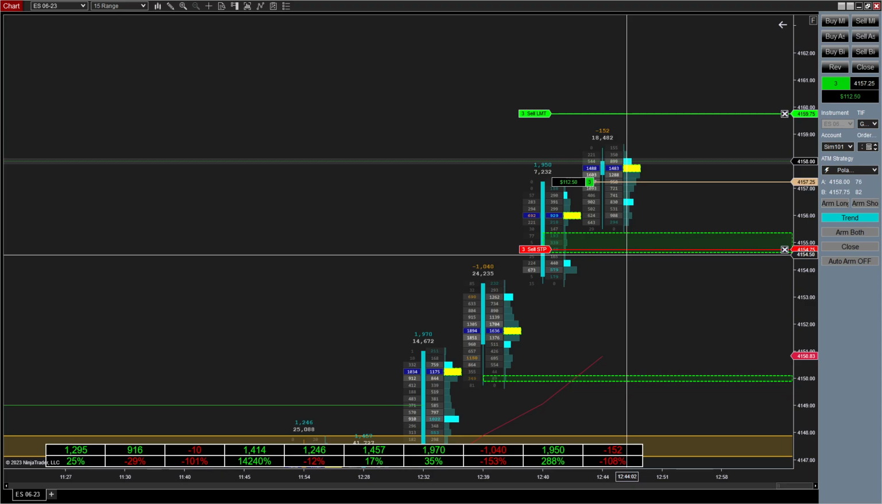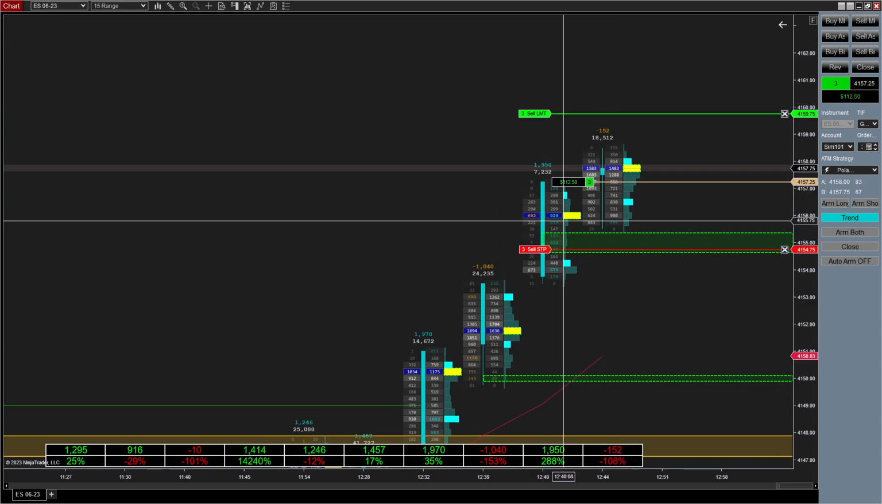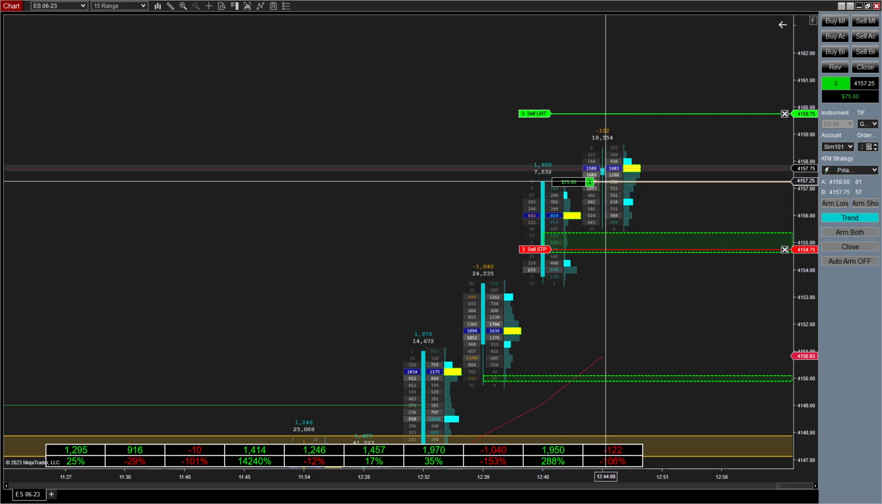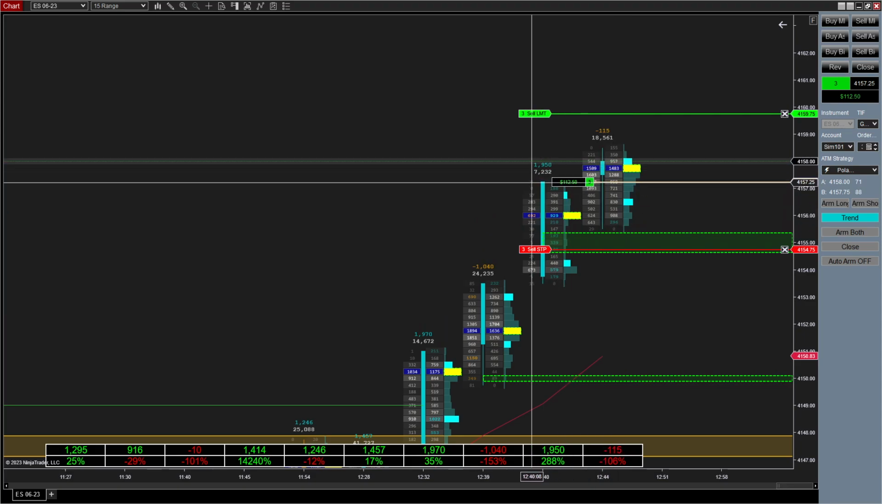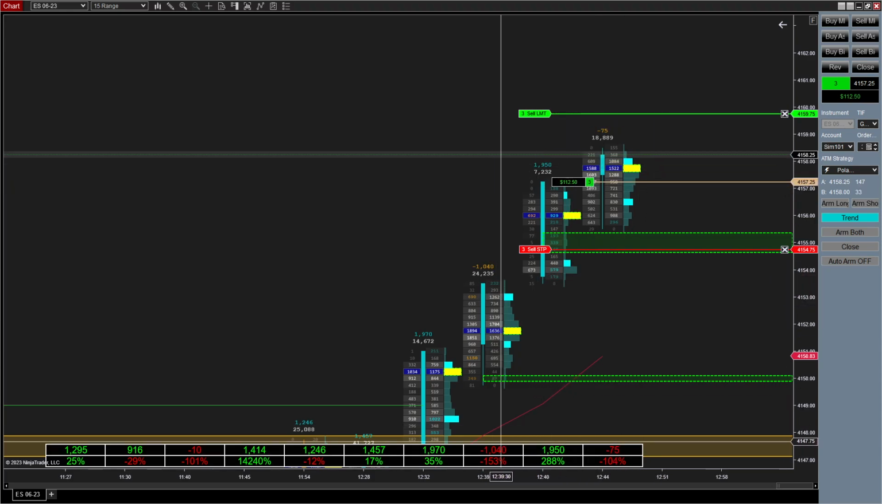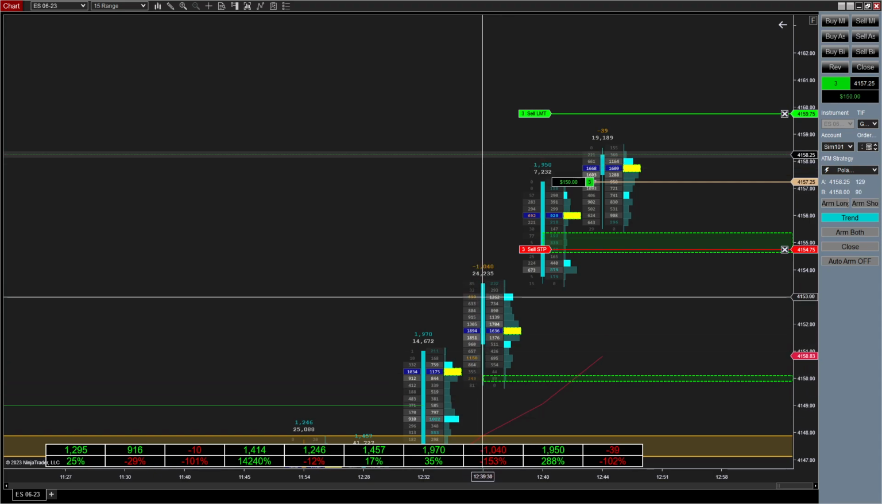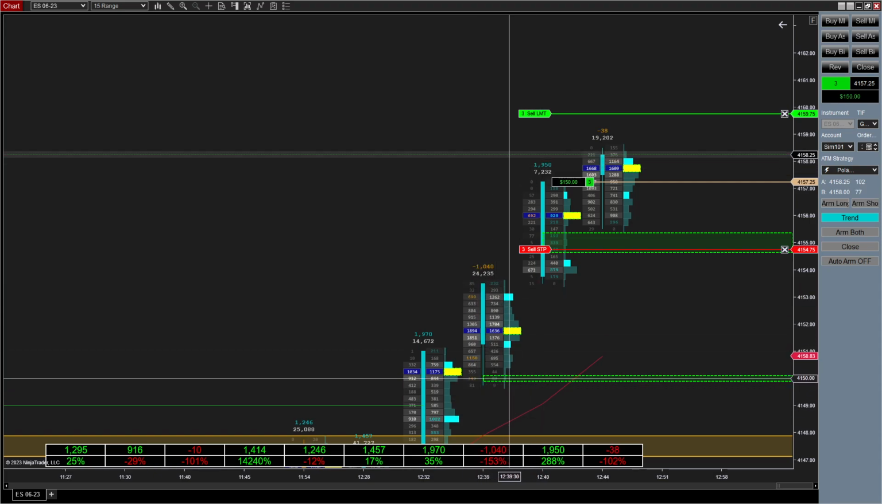Potentially it could have been a good idea to arm regression, because, well, I guess we got entered. Where did we get entered? Here on this candle. It was here. But this price and delta correlation or divergence here, absorption here.